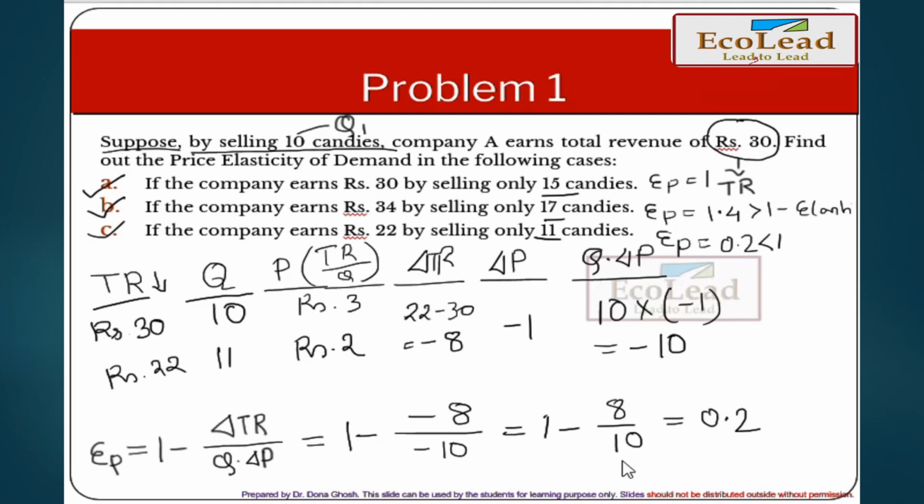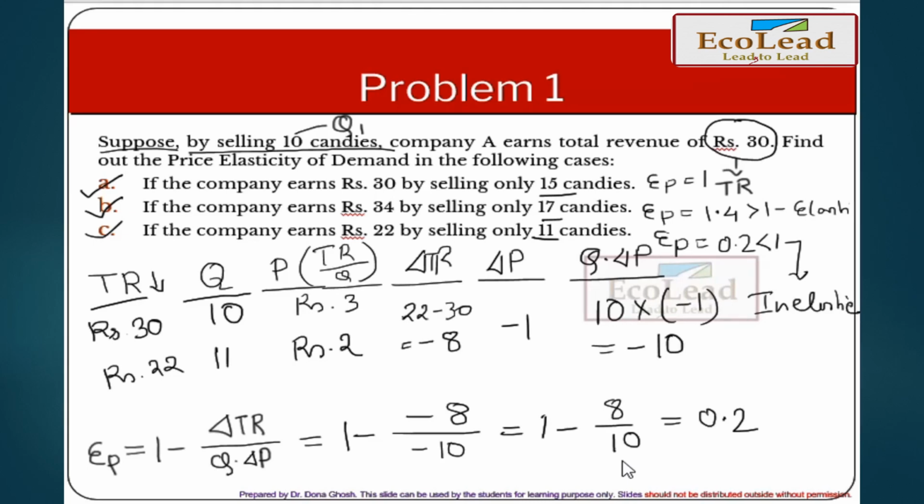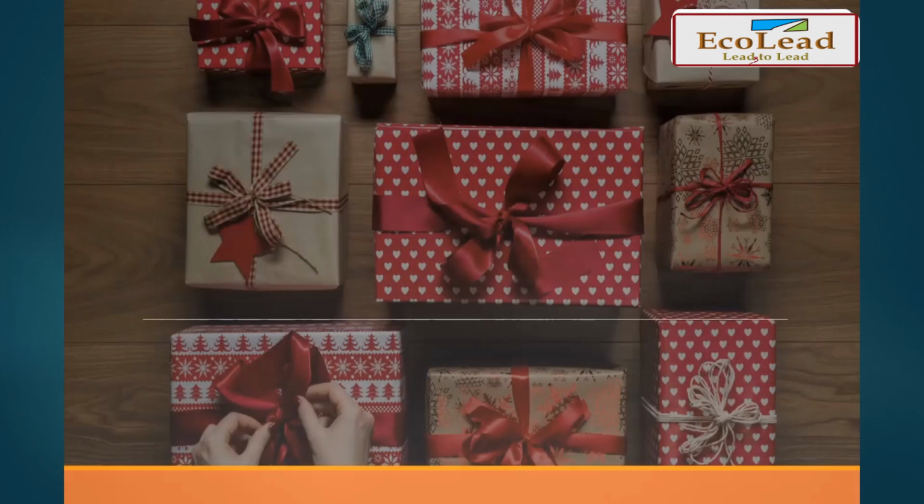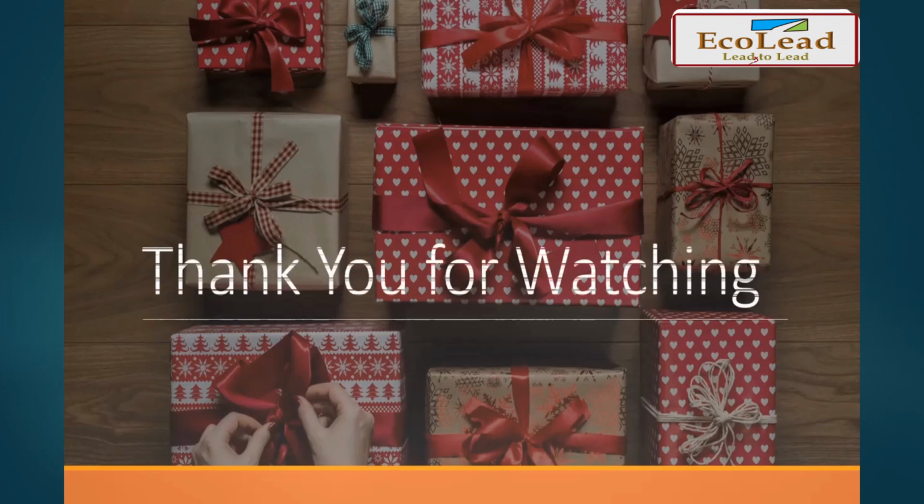In this case, we know that if the price elasticity is less than 1 in the total expenditure method, then we call it inelastic. So this is an inelastic demand. I hope you understood the concept. If you have any question, you can ask me in the comment section. Thank you.